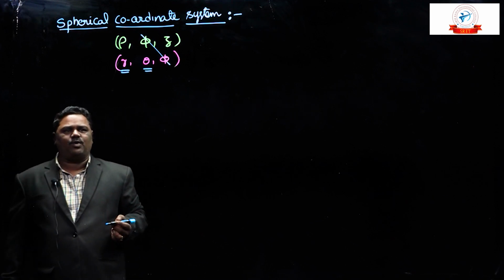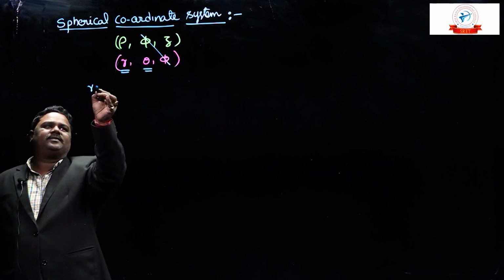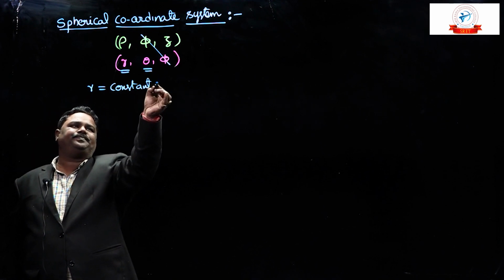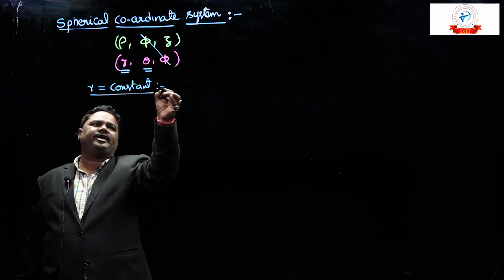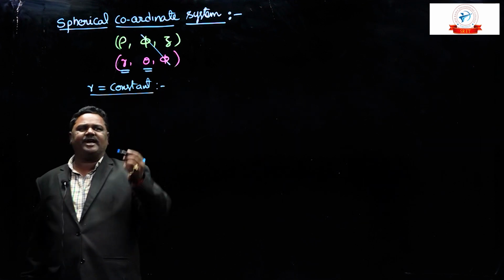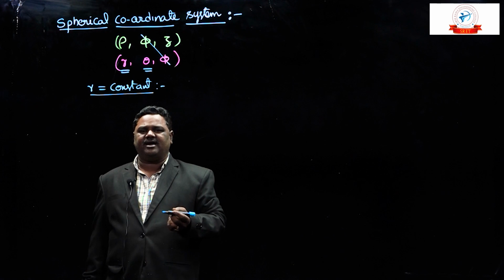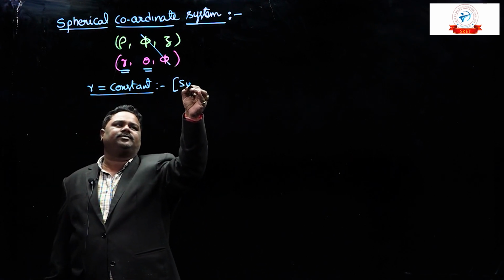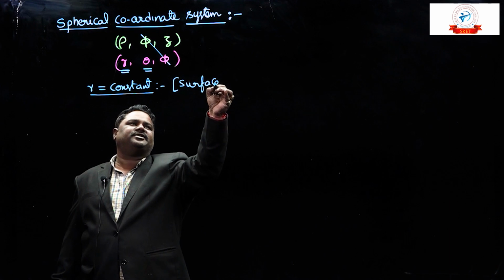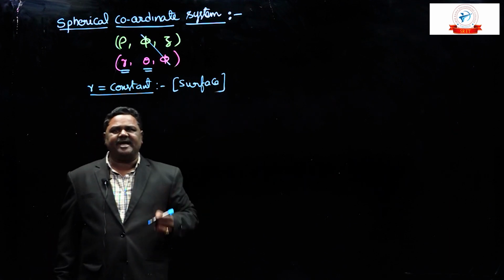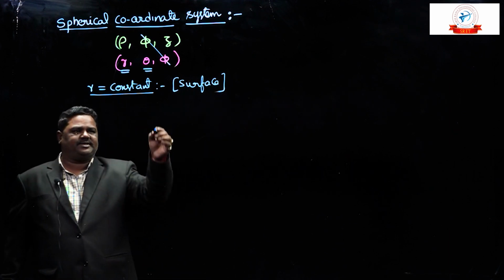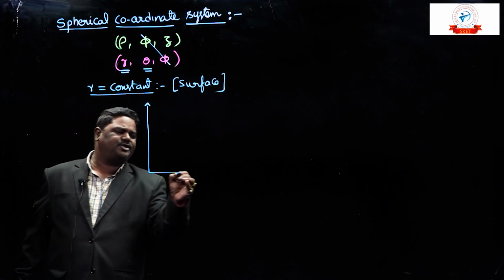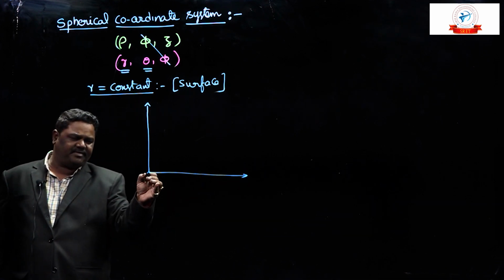Let me explain what r is and what theta is. To explain the r coordinate, first I am going to consider r is equal to constant. You know that one coordinate constant always represents a plane or surface. Here r is equal to constant is a surface. Let me explain what the r is equal to constant surface is. r is equal to constant is the surface of a sphere.